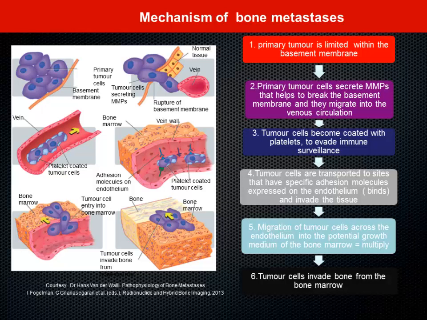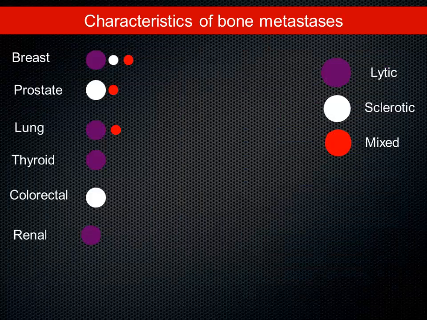As for the mechanism, when the primary tumor is limited within the basement membrane, it's not that much of a problem. But the primary tumor often secretes matrix metalloproteinases that help break the basement membrane. Once it comes out of the primary tumor, it is often protected by platelets, which mask the tumor cells to evade immune surveillance. The tumor cells are then transported to specific sites, and based on the adhesion molecules in a particular area, migration starts and they go into the bone marrow, where they multiply. Tumor cells from the bone marrow then invade bone, and that's when the progression starts.